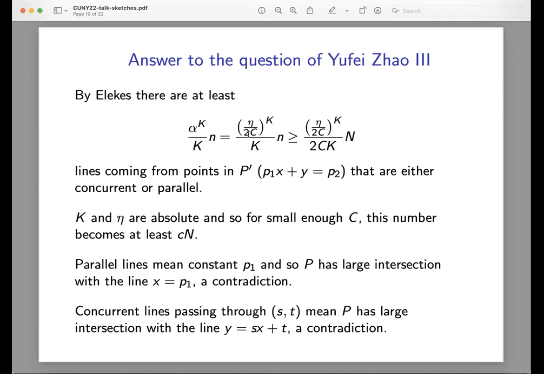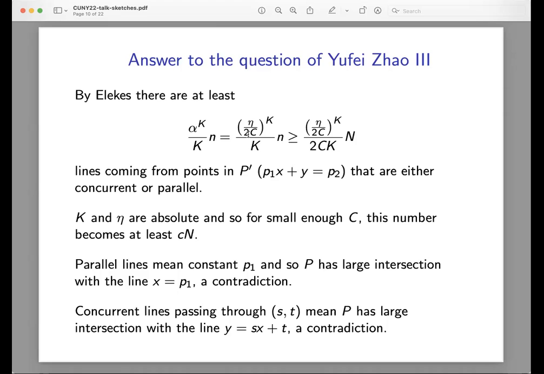And everything I have done here has powers, right? So Beck's theorem just has constants. Elekes's theorem has this capital K that can be explicitly computed. I guess that's something we did, and it's not that big. So this is why you get this power dependence between little c and capital C. So anyway, the takeaway is that to answer Zhao's question, you need to use Beck's theorem and Elekes's theorem, and then the argument works.